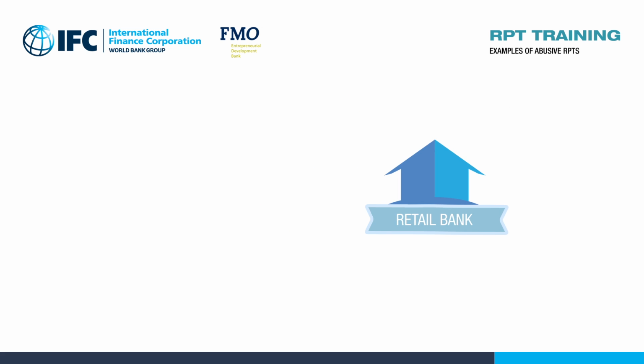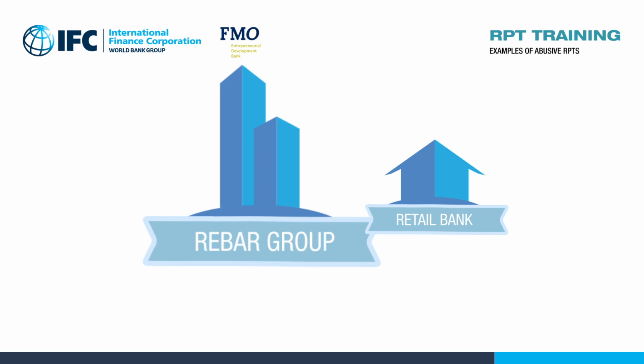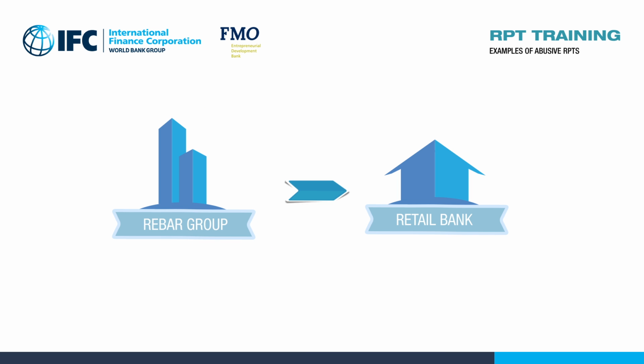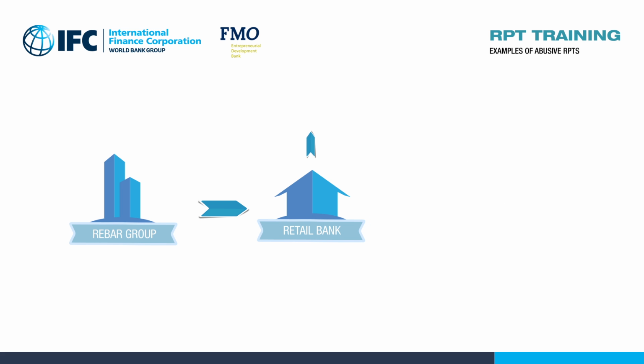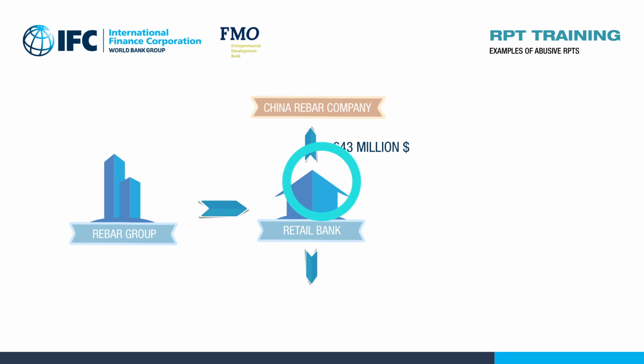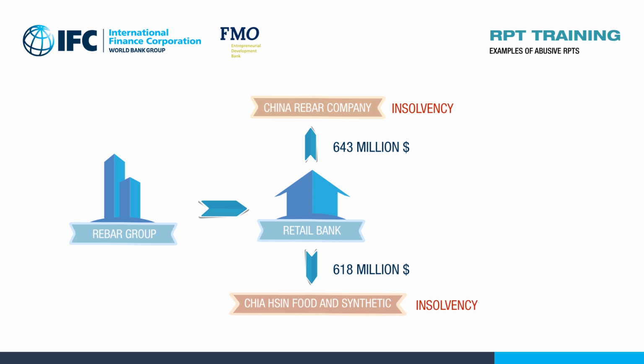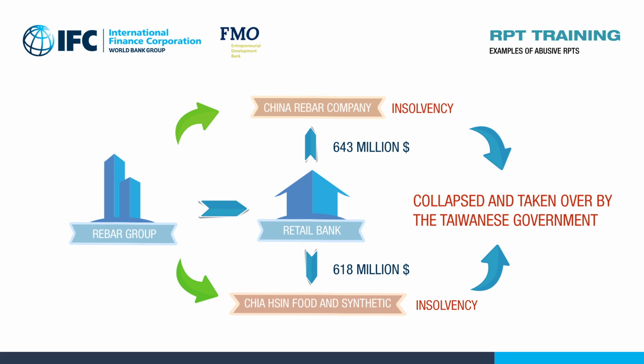Let's look at a real example of a retail bank owned by Rebar Group in Taiwan. The Taiwanese bank was owned by Rebar Group. It provided loans of $643 million to China Rebar Company and $618 million to Chai-Shing Food and Synthetic Fiber Company, both of whom were subsidiaries of Rebar Group. These two companies declared insolvency in 2006, leading to the collapse of the bank in 2007 when it was taken over by the Taiwanese government.